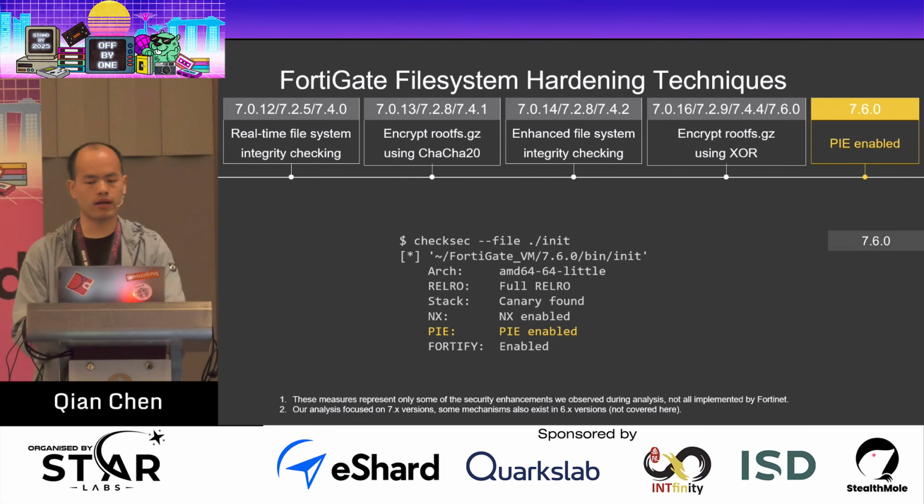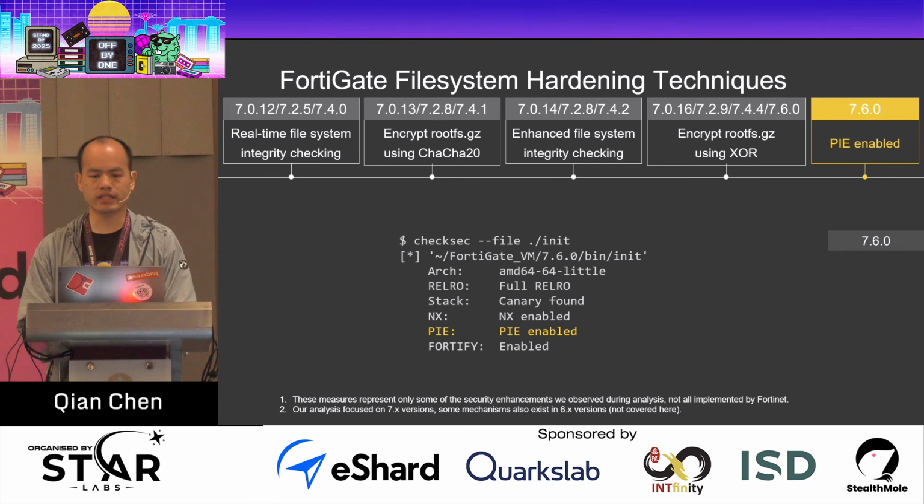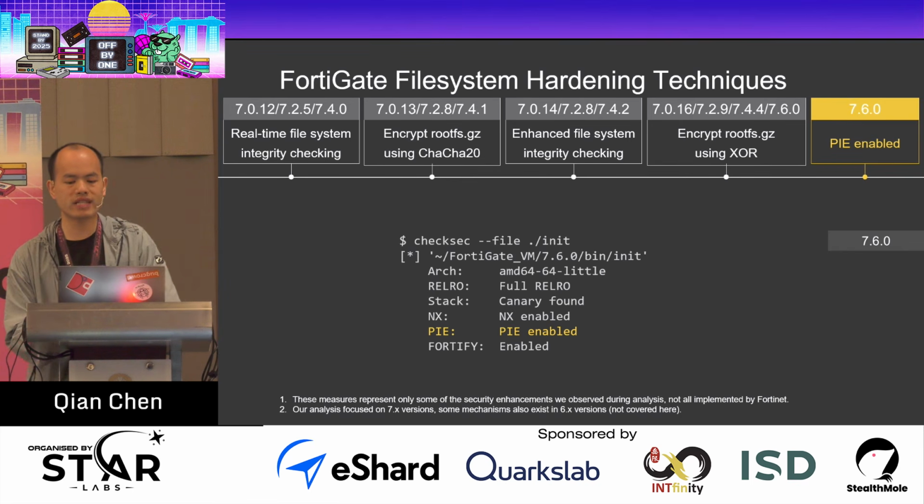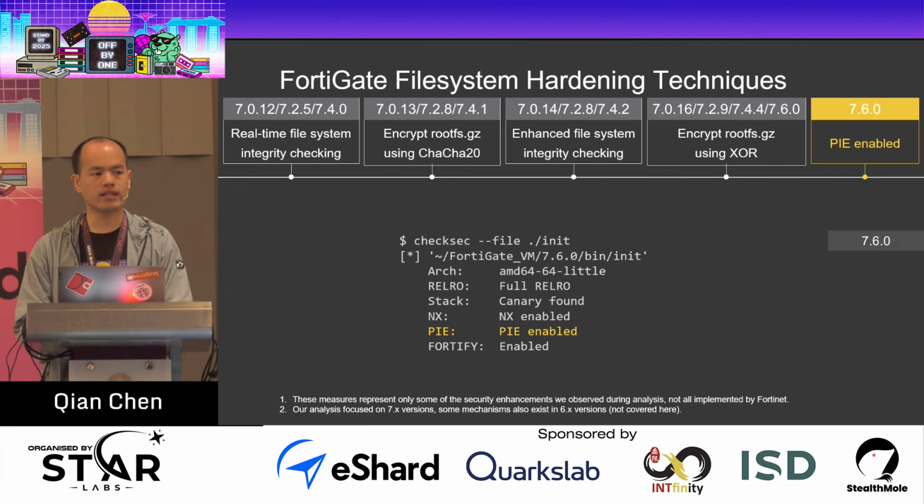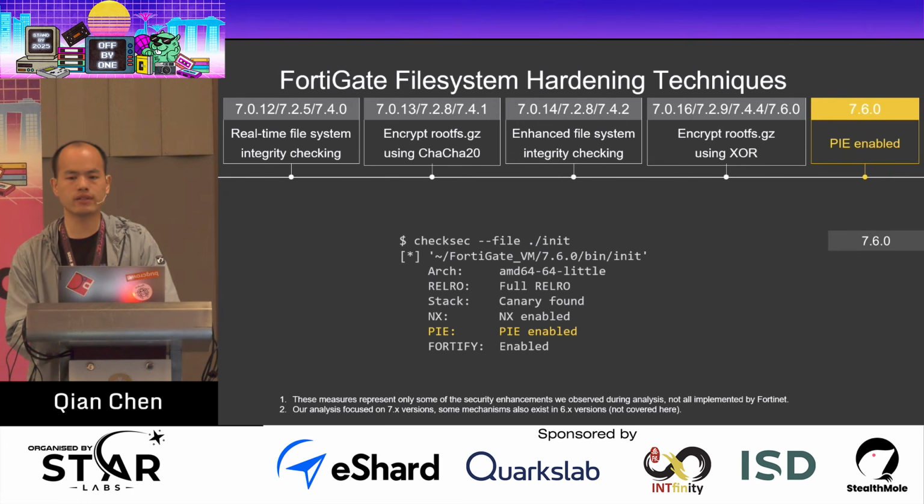A significant security milestone was reached with version 7.6.0, which enabled position-independent execution. Note that this method represents only some of the security enhancements we observed during our analysis, not all implemented by Fortinet. Additionally, our analysis primarily focused on the 7-branch versions, though some of these security mechanisms also existed in the 6-branch versions, which are not covered in this presentation.